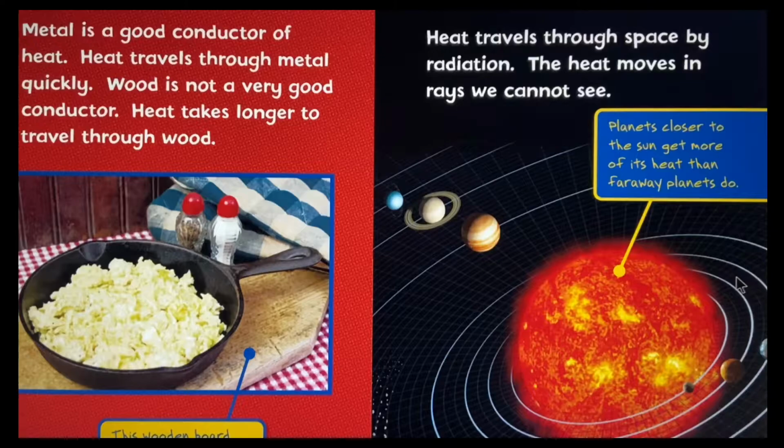Heat travels through space by radiation. The heat moves in rays we cannot see. Planets closer to the sun get more of its heat than faraway planets do.